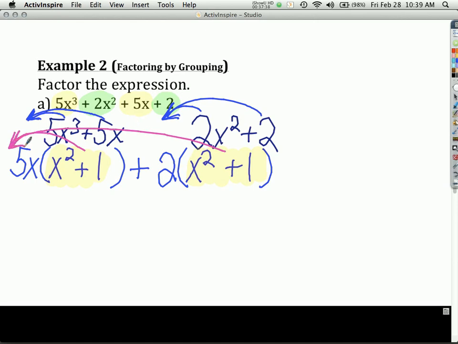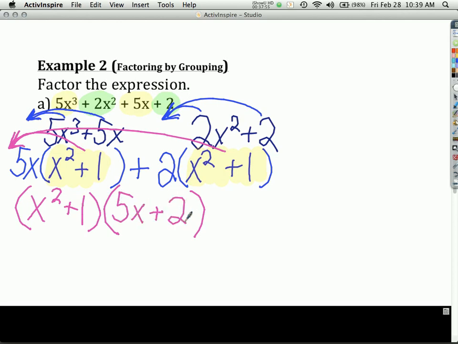So we've got x squared plus 1. That's the common factor. And then inside, we put what's left over. What is left over? Michaela? 5x plus 2. Now, we have to check and see if we can factor any further. But we're not going to worry about that right now. I'm going to worry about that in a little while. For now, this is factored.